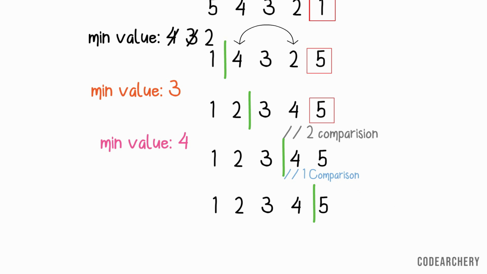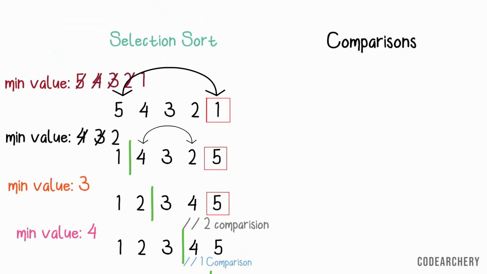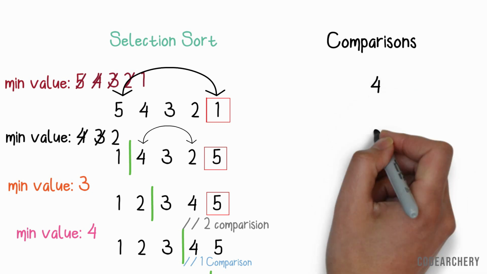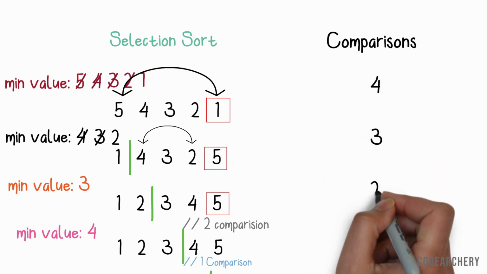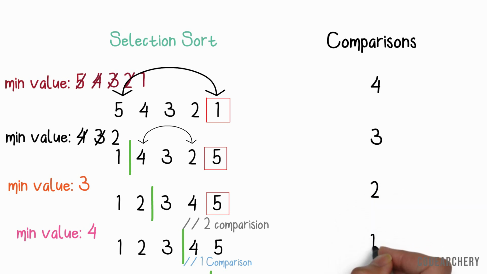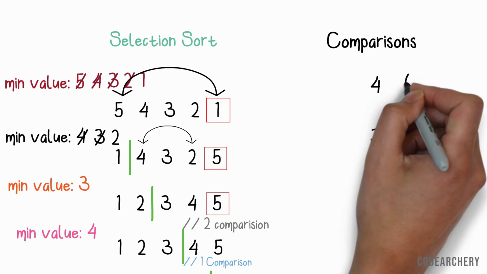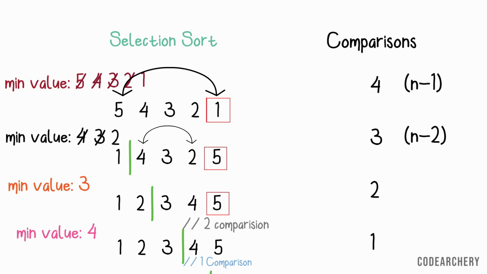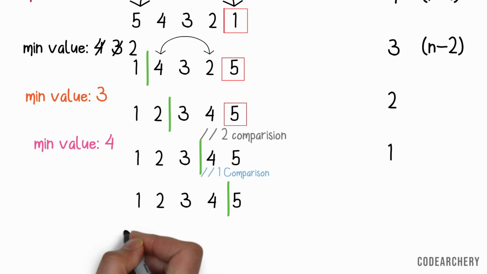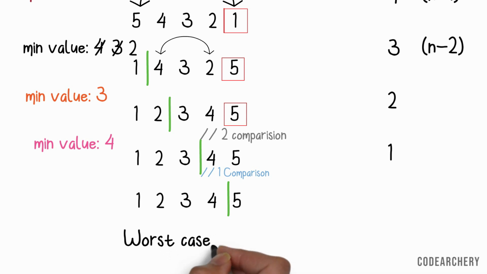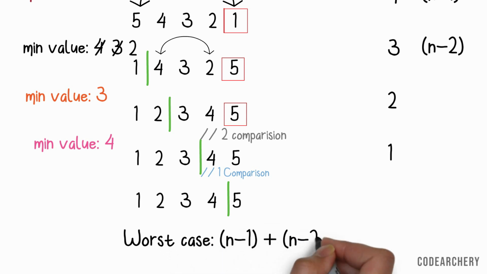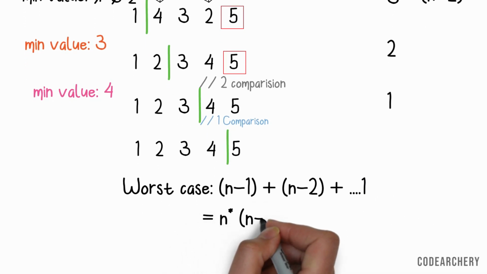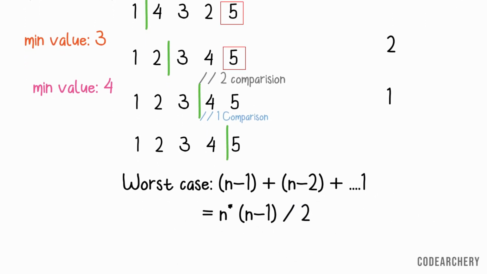So let's analyze. For the first iteration we perform 4 comparisons. For the second we perform 3 comparisons and so on. Even if our list was sorted, we have to perform comparisons because that's how the algorithm works. So for the first iteration we perform n-1 comparisons, then n-2 for the second iteration and so on. So the worst case equals n-1 plus n-2 up to 1. Now I think we are seeing this formula for the third time, so we know that the time complexity is O(n^2).